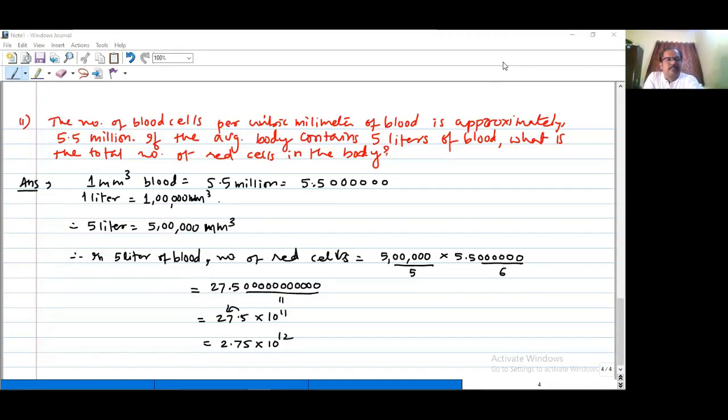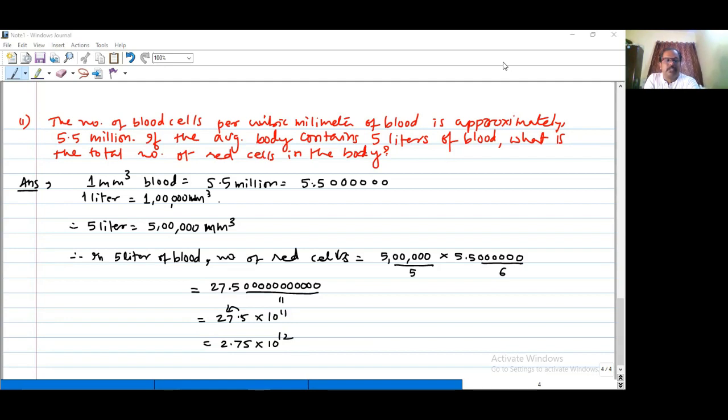Okay, so see the sum number 11. The sum is given like this: the number of blood cells per cubic millimeter of blood is approximately 5.5 million. So in a 1 mm cube of blood there are 5.5 million red blood cells, right? So here, if the average body contains 5 liters of blood, the question is what is the total number of red cells in the body, and we need to express that number in standard form again.